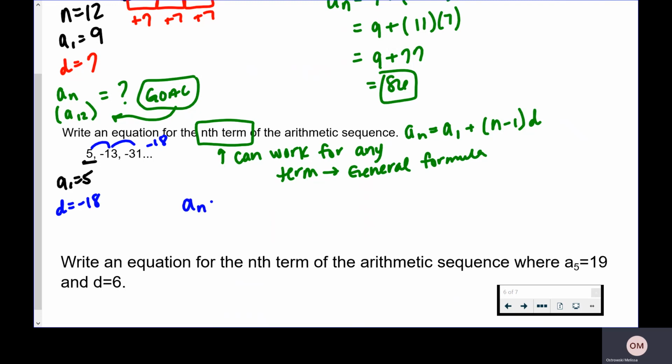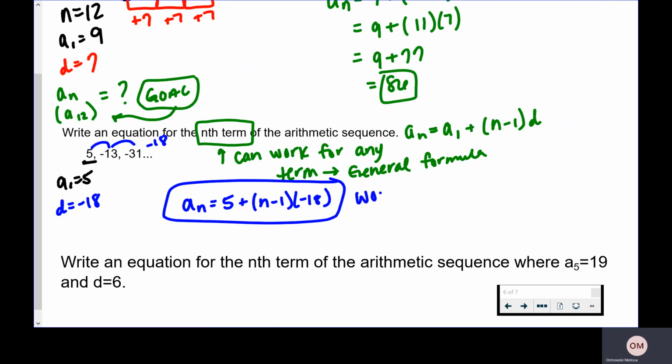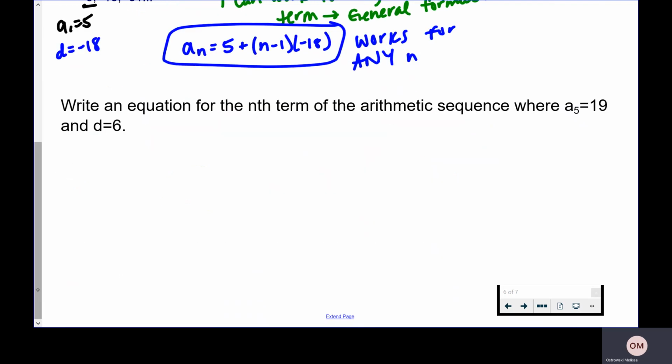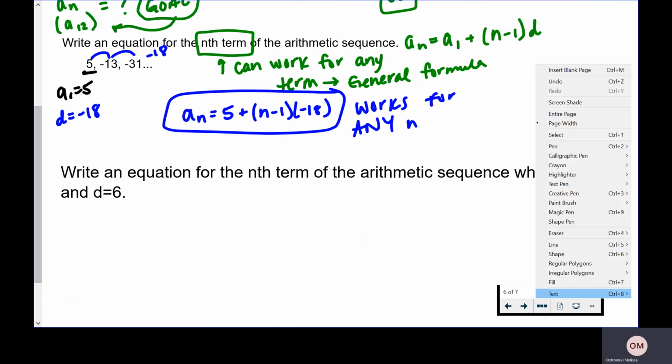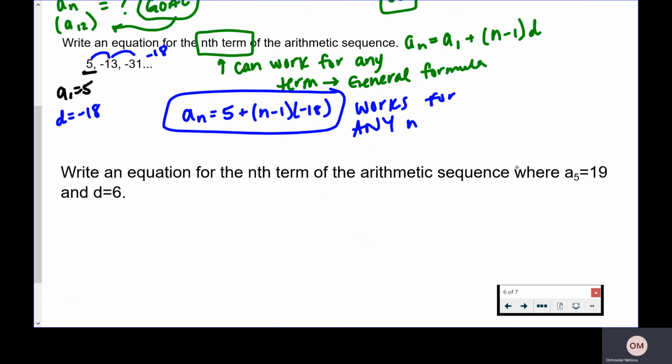That's literally all that we need to write our nth term equation, because this works for any n. On a quiz, I typically ask you to write the nth term equation and then give you an n. Write the equation. Now find some obnoxious term like the 113th term or something crazy like that. So I ask you to write the general equation, and then you can find a specific value from that.